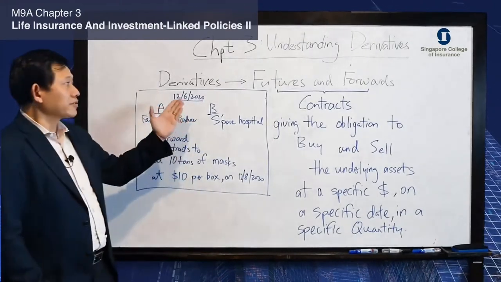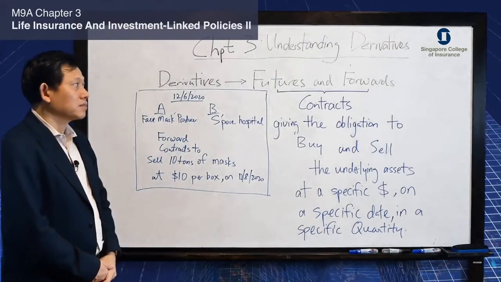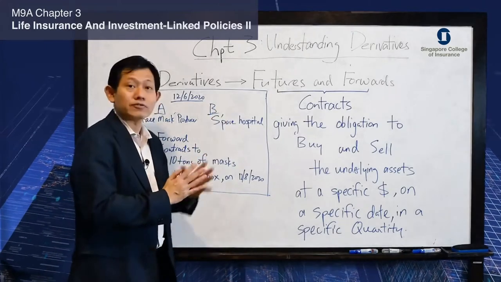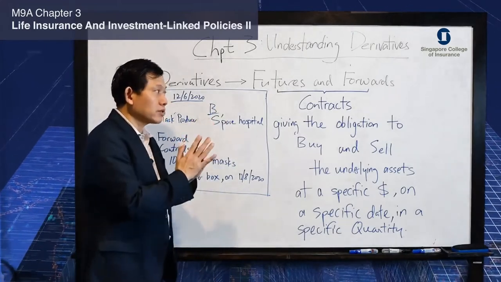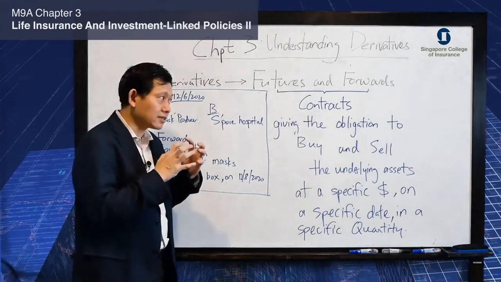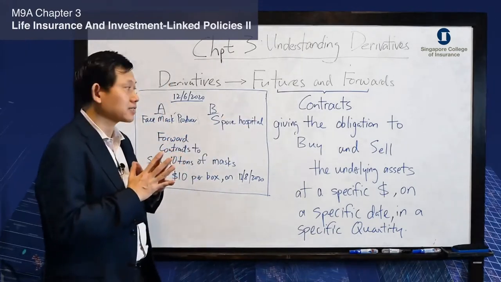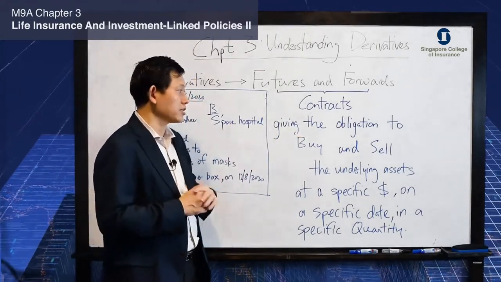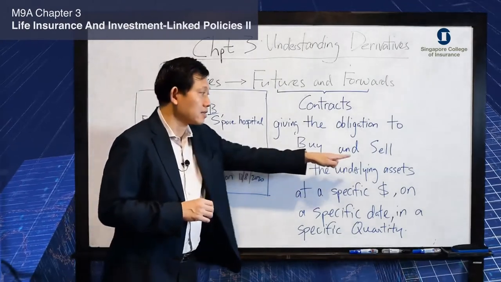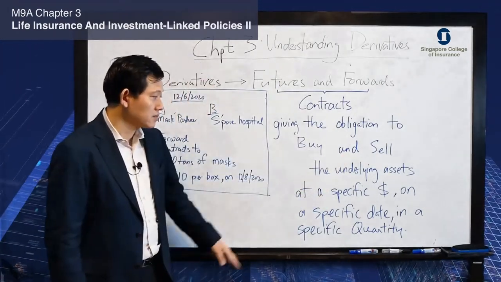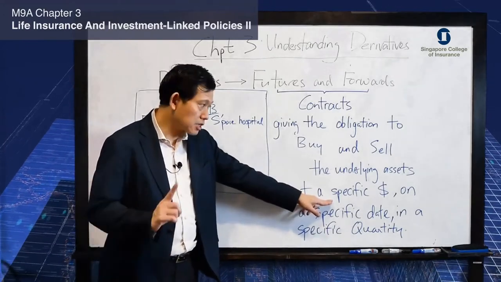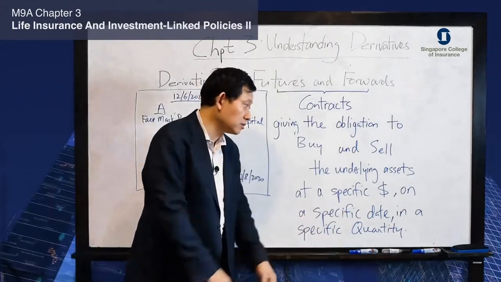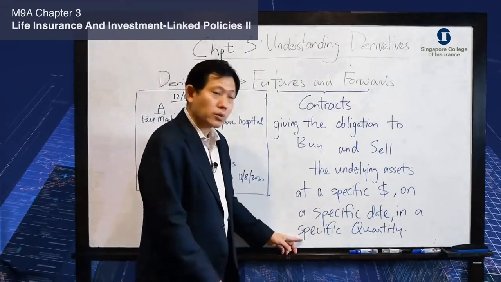Derivatives: futures and forwards. Let's begin our discussion with the first set of derivatives, which is futures and forwards. Futures and forwards belong to the same classification under derivatives. They are legal contracts giving the obligation to buy and sell the underlying asset at a specific price spelled out in the contract, on a specific date that it is going to be delivered, at a specific quantity.